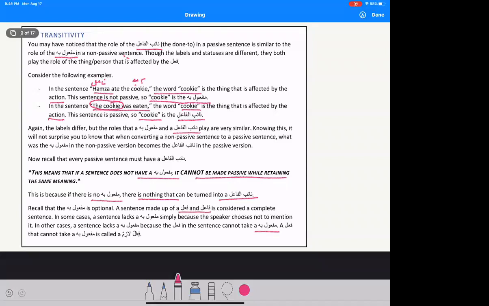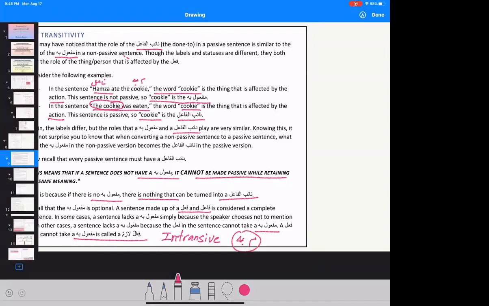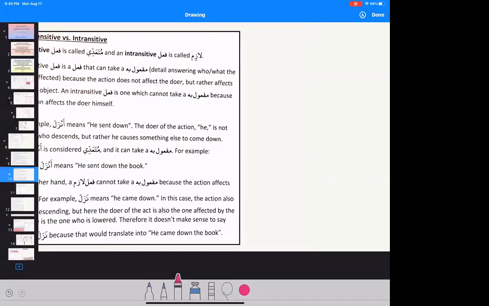A verb that cannot take maf'ulun bihi is called fi'l lazim, or we can say intransitive form. So some verbs are intransitive, meaning the action happened to the person himself, and that's why it does not take maf'ulun bihi. So no maf'ulun bihi is required for these intransitive verbs. Inshallah, we will see more examples, and they're going to make sense to you guys.